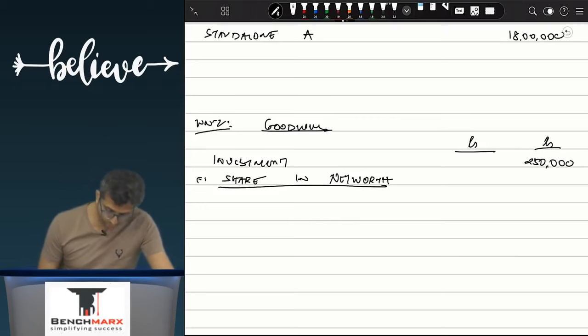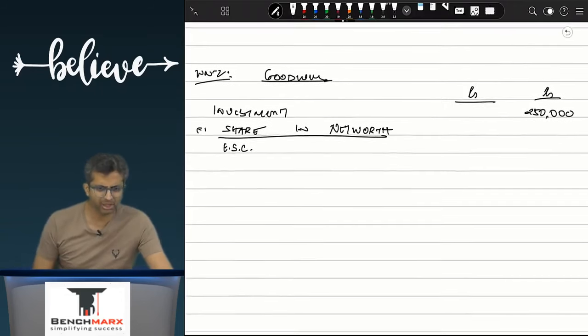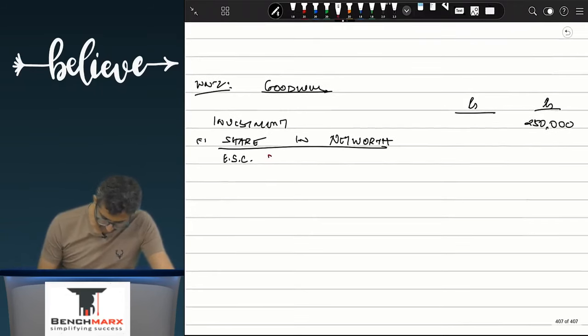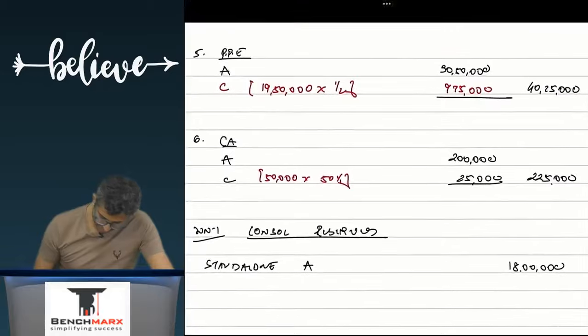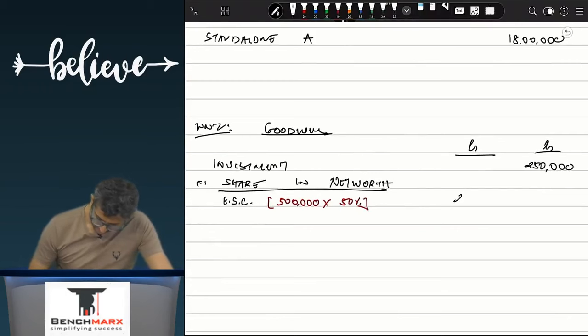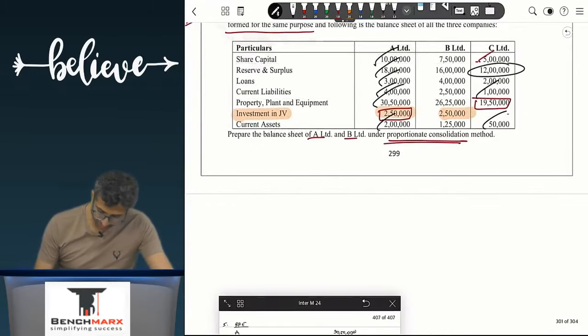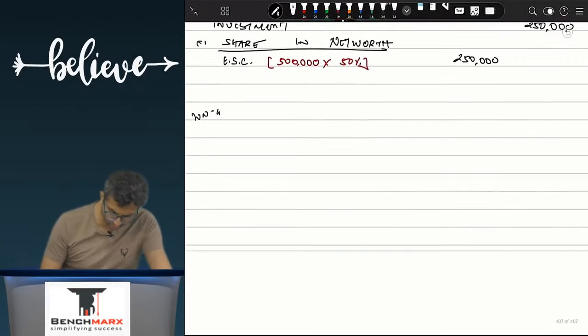Typically what you would do is, you will take the equity share capital, 50% of that will come here, 50% will go to minority. Here will we create a minority? No. So we will directly take 50% of share capital of C. This is 5 lakhs into 50%. Now comes a challenge. Your profits of C are 12 lakhs, but we don't know whether this 12 lakhs is earned pre-acquisition or post-acquisition. Working note 3 directly comes.